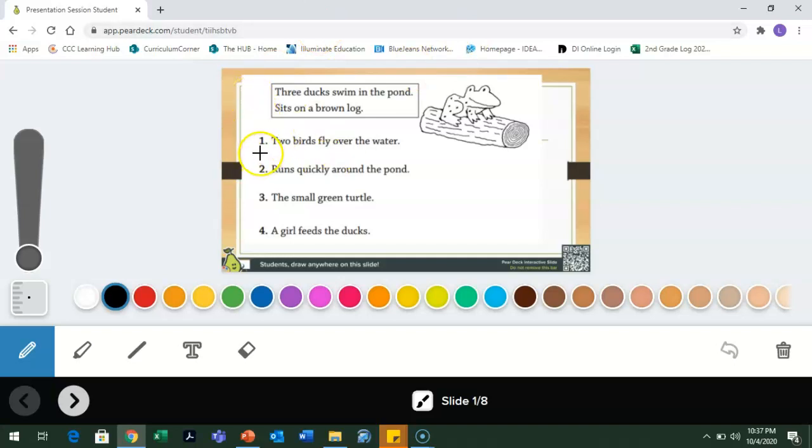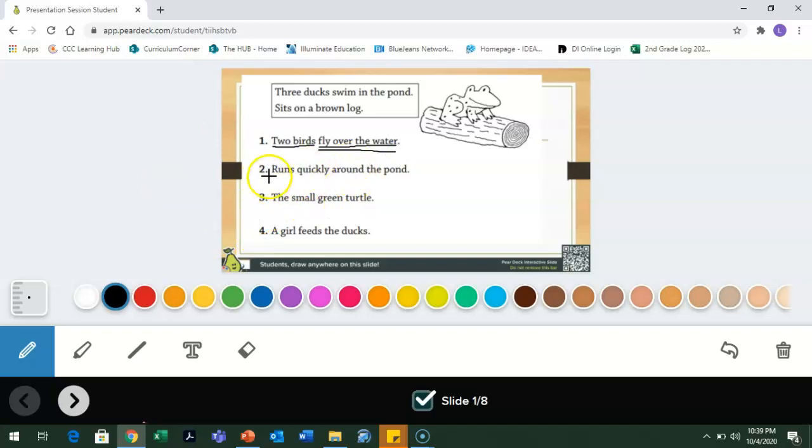So let's look at this first sentence. It says, 2 birds fly over the water. Who are we talking about? Get ready. Yes, the 2 birds. So I'm going to underline the 2 birds. Now that we know that we're talking about the 2 birds, what are the 2 birds doing? Get ready. Yes, they fly over the water. So that's the predicate, and I'm going to make 2 lines. Okay, let's go to sentence number 2.